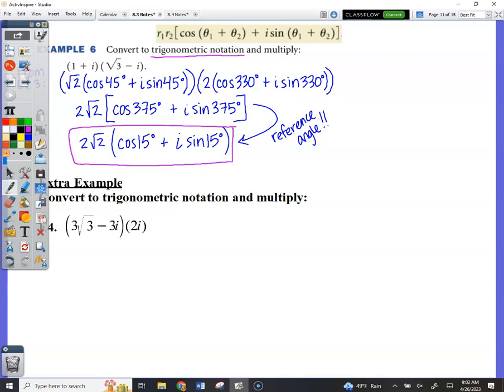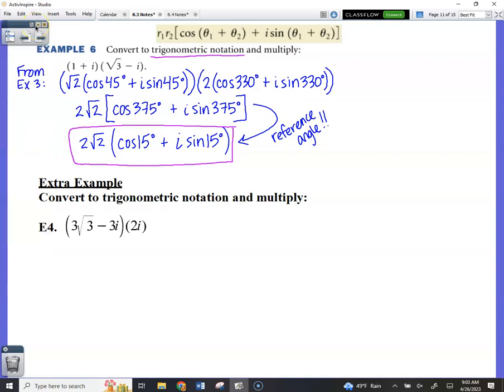Coming to this one, convert to trig notation and multiply. So this is the exact same type of question, but I pulled some complex numbers that we have not already put in trig form. So this is a good question that practices everything that we've done so far. So let's do this one together. This is going to get crowded.